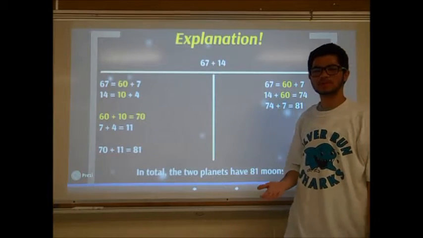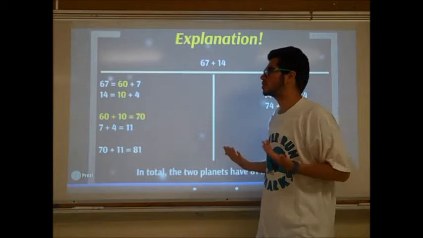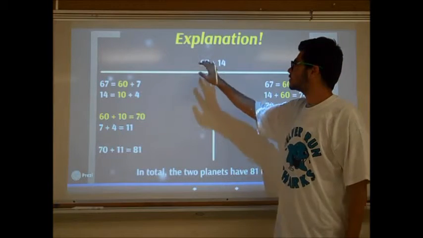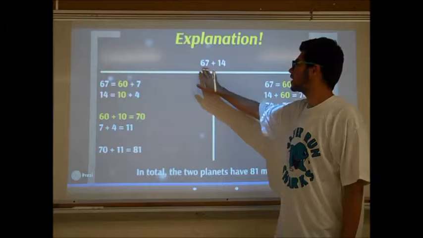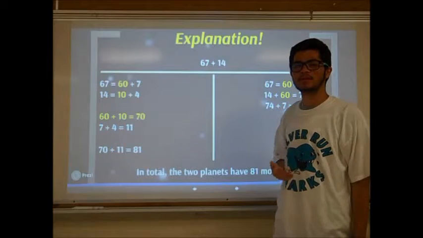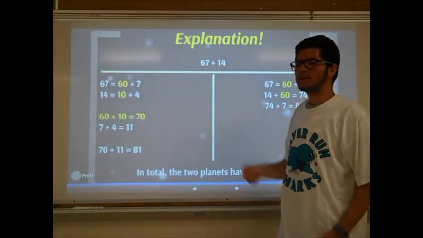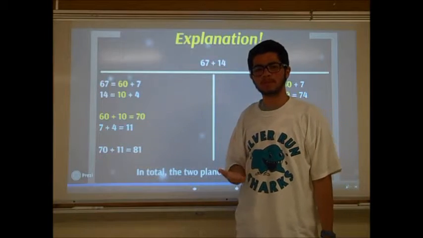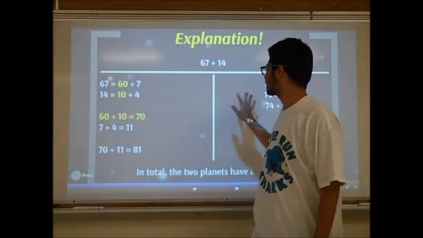Okay, so the first thing you want to do is realize what the question is asking you to do. It says that Jupiter has 67 moons and Neptune has 14, and it wants to know how many there are in total, so it wants you to add. So there are two different ways that you can break up this problem. I'll show you the first way and the second way.